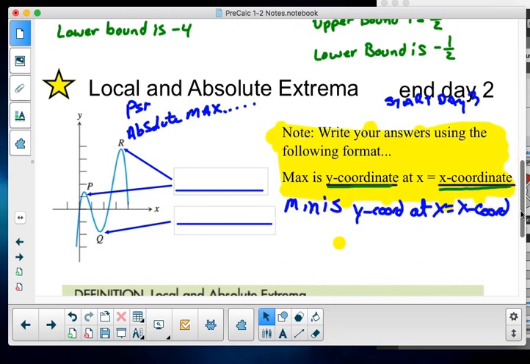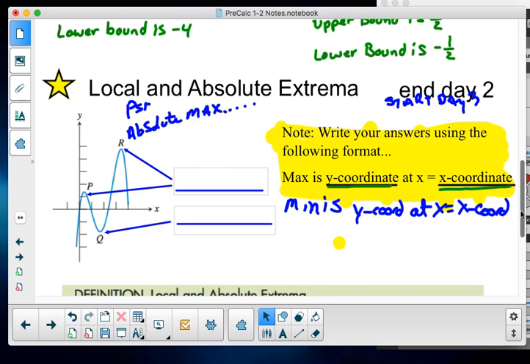I want to make sure you recognize that you write your answers using the following format for max and min. Max is y coordinate at x equals x coordinate. Min is y coordinate at x equals x coordinate. Did you notice I want to identify my y, how far away from the x-axis it is, and then you inform me what value of x that happens at? That is the format I want you to use for your max and your min when we're taking the test. We're doing a quiz, okay?